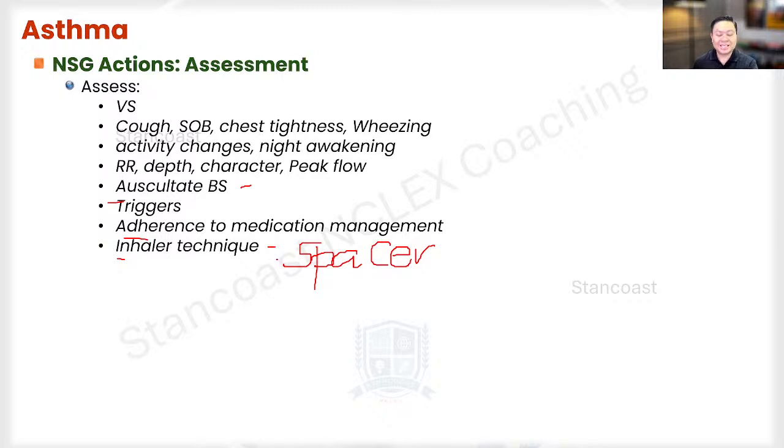The spacer is another gadget that can be connected to the MDI. It's just like a bigger tube that can be connected to the inhaler in order to facilitate delivery of the albuterol or the medication to reach into the terminal bronchioles. So what you're going to expect here is that the patient will have much better results when they take the medication, because they have the medication evenly distributed into the terminal bronchioles. Okay.